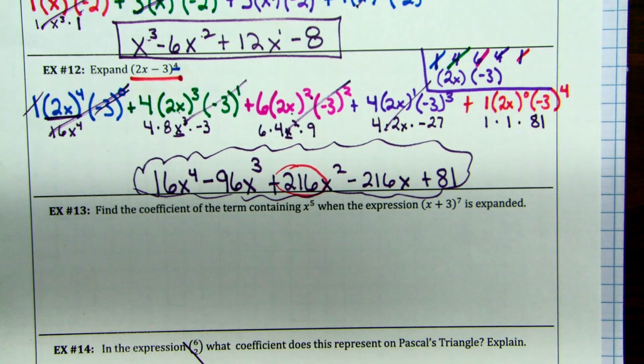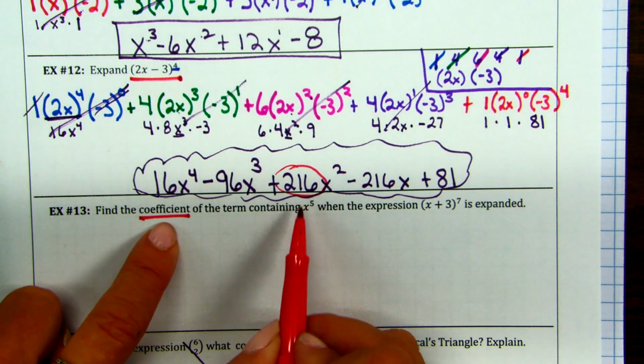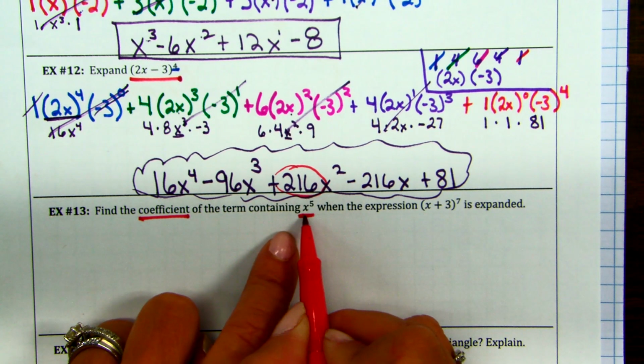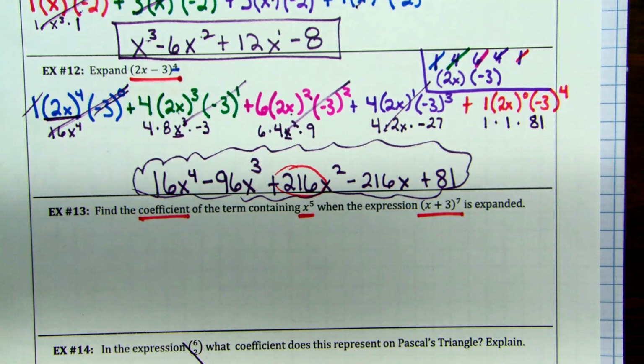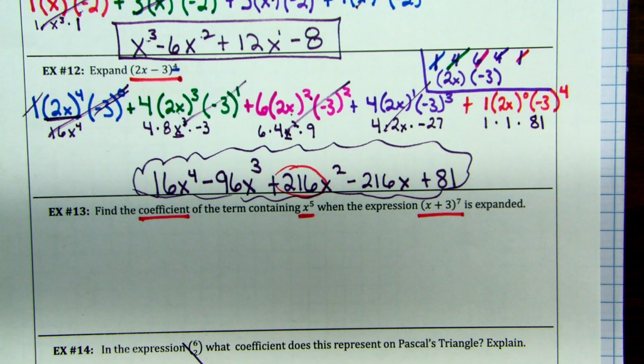The answer is no. So look at the next problem. What's the coefficient, meaning the number, of the term that contains x to the 5th of this guy? This is to the 7th power. That's pretty gnarly. That's a lot of expanding. Why would I do that whole thing just to get one single number? There's a shortcut, and it's very, very easy. So here's what you do.